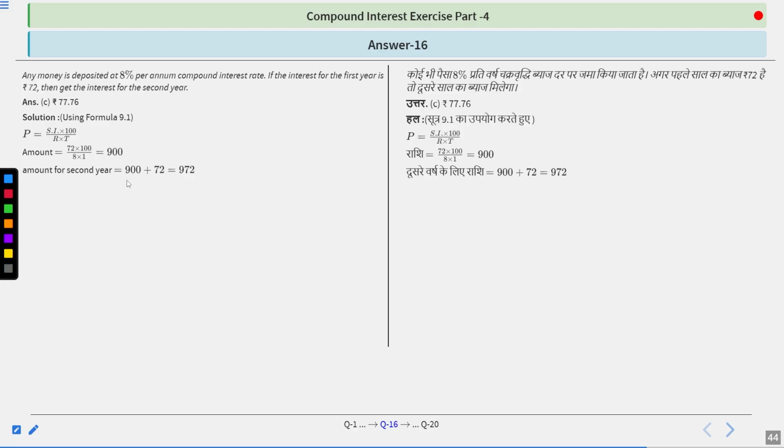So amount is going to be 900 plus 72 for the second year, that is 972. So interest for the second year is going to be, using formula 9.1, 972 into 8 into 1 upon 100, that is 77.76. So option C, rupees 77.76 is the correct answer.